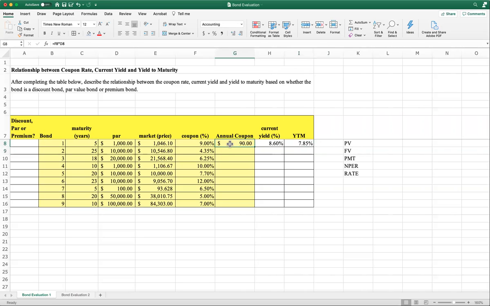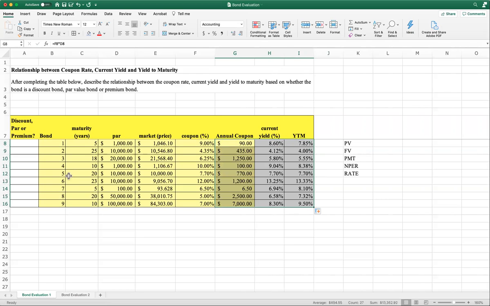Okay, so now I have all these formulas. I can simply drag it down to the last row of this table. So you see that the actual annual coupon amount is different based on your par value. Let's say you bought 10 units of this corporate bond, with 25 years, and your annual coupon is 435, and this one is $20,000 worth of par, and you are going to receive $1,250 per year. So the current yield is the relationship between what? Between the annual coupon and the market price. Just understand that.